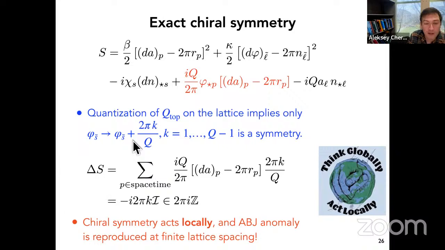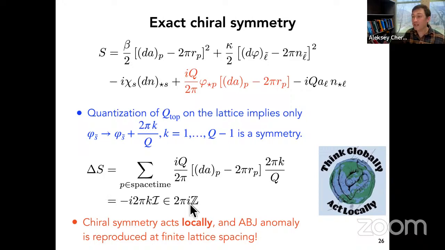So imagine we do a shift of phi by 2 pi k over Q. That doesn't do anything here. Obviously, it doesn't do anything there, doesn't do anything there, doesn't do anything there. So the only change is in this term. So here's the change in the action. And then if you collect terms and simplify, then use the fact that our space-time is a closed manifold and the topological charge is quantized appropriately, you discover that the change in the action is 2 pi i times an integer, which means that in the path integral, it's nothing.